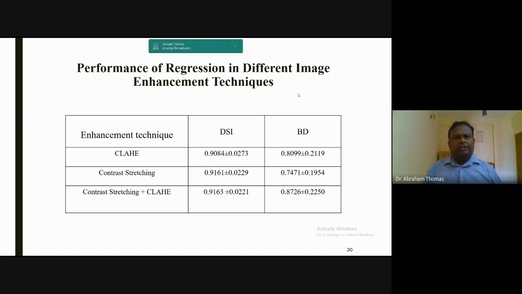Some comparative performance of regression with different image enhancement techniques. Here the enhancement techniques used are just CLAHE, just contrast stretching, and contrast stretching plus CLAHE. So you can see the dissimilarity index and the boundary distance. The performance improves when we have both contrast stretching and CLAHE compared to just CLAHE or just contrast stretching. Except for the boundary distance, it's slightly worse with contrast stretching plus CLAHE than with contrast stretching alone. Okay, but the dissimilarity index is better.